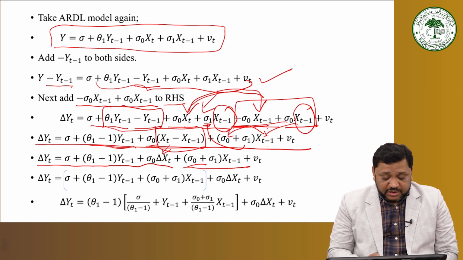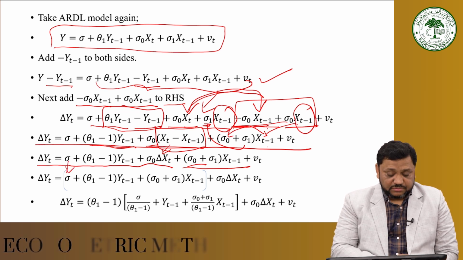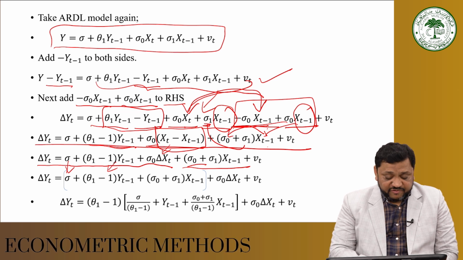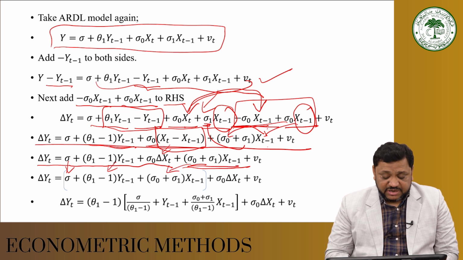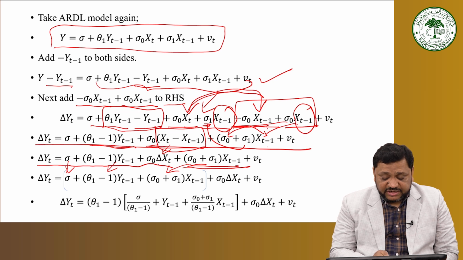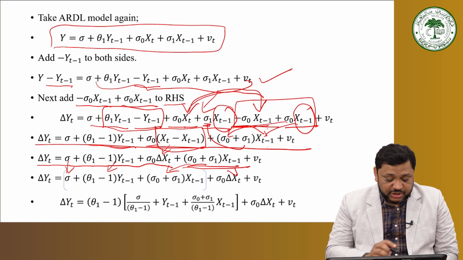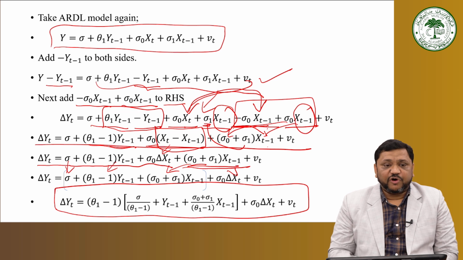We can write this term as sigma plus theta 1 minus 1 multiplied by y_(t-1), and the second last term as sigma 0 plus sigma 1 multiplied by x_(t-1), and this term sigma naught delta x_t we write at a later time, plus v_t. The purpose for this is to write this equation in this final format.